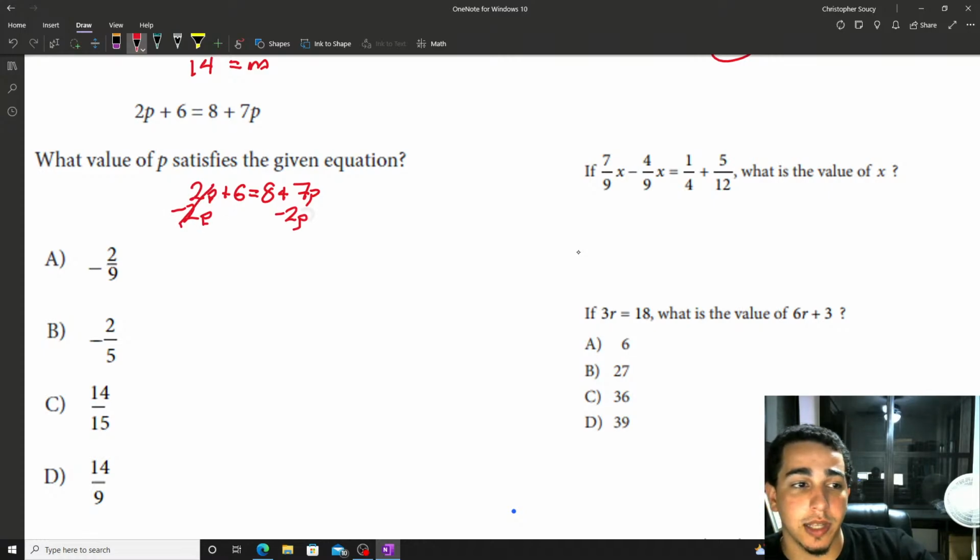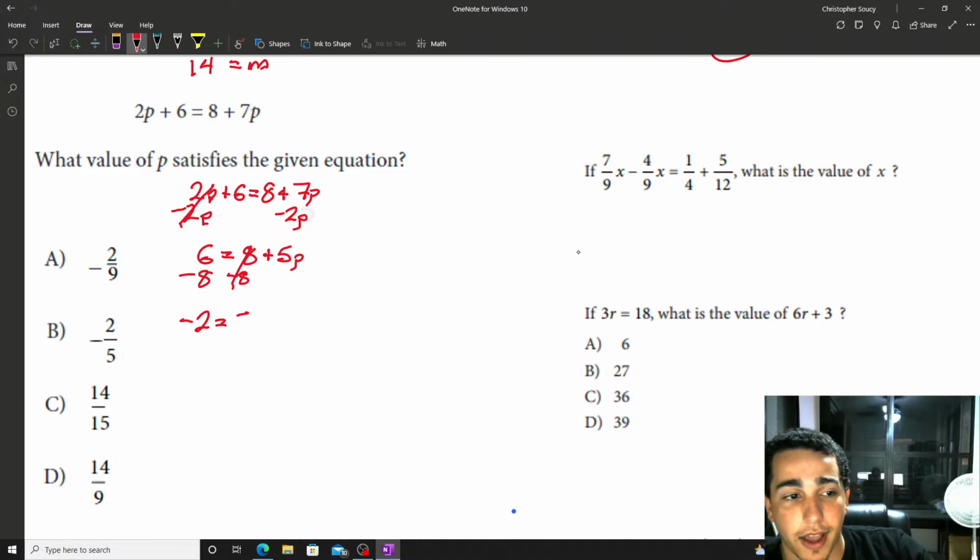On the left side, the 2p's cancel, and we're left with 6. On the right side, we have 8, and then 7p minus 2p is going to be plus 5p. Next, we need to try to get p by itself, so we're going to subtract 8 on both sides. On the left side, 6 minus 8 is going to be negative 2. And on the right side, we have 5p.